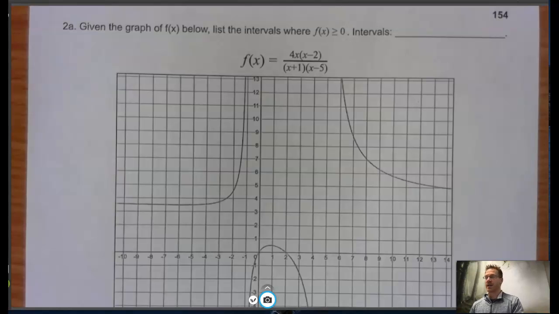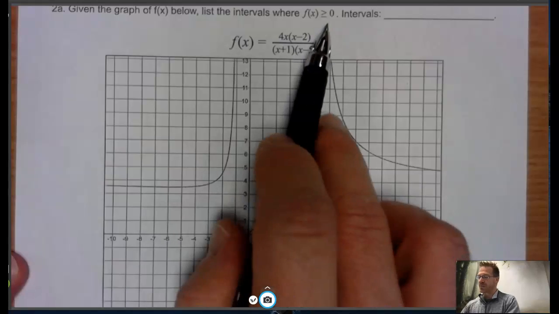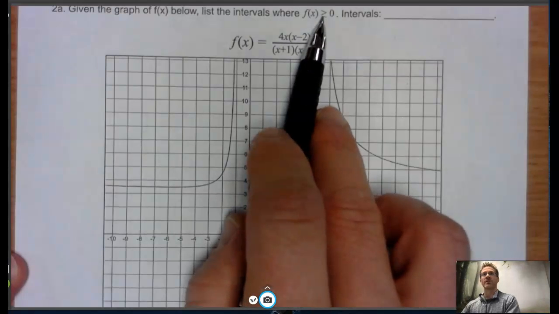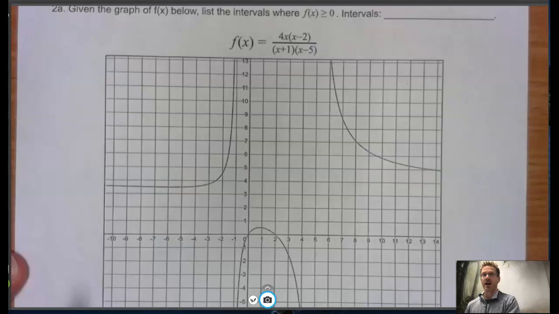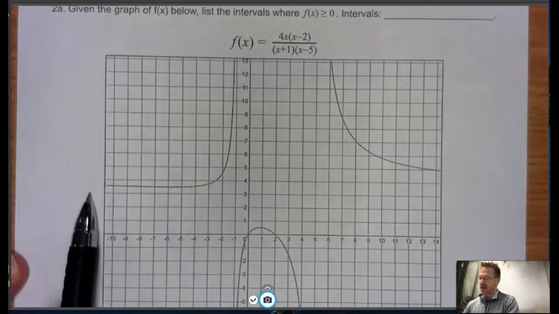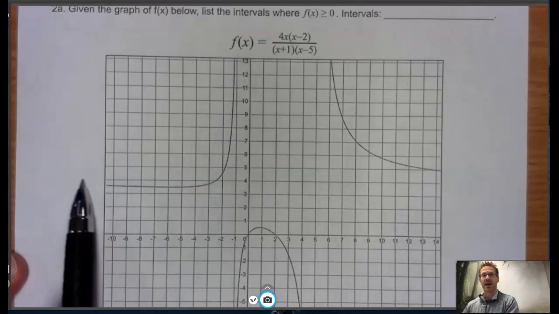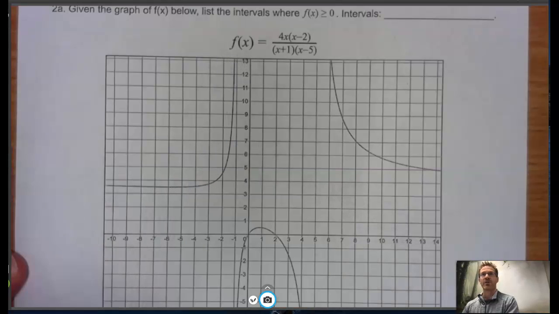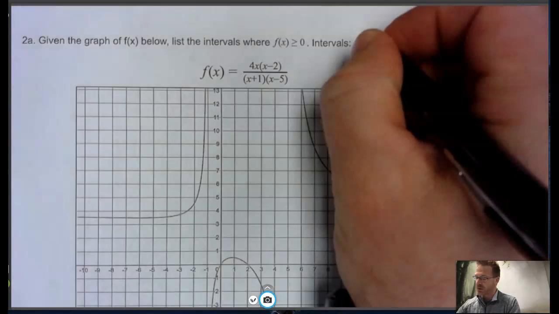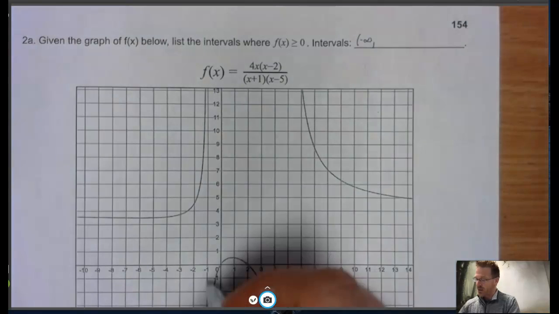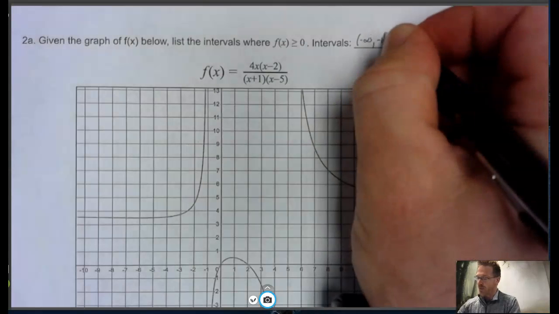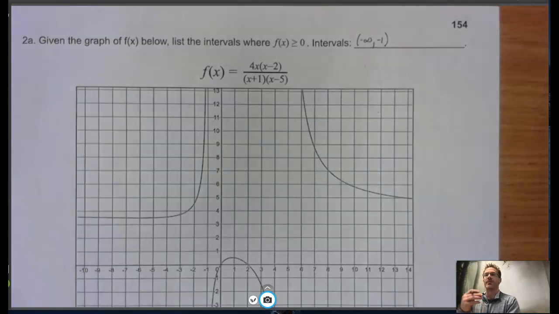All right, so let's take a look here. Notice this time we're looking for where it's greater than or equal to 0. Once again, when I look out here, this part of the graph is definitely above the x-axis, and then it goes up that vertical asymptote right there. So my first interval would be negative infinity, and it looks like we have a vertical asymptote at negative 1. Once again, I don't get to include that. That's out of my domain, so it's going to be an open interval.